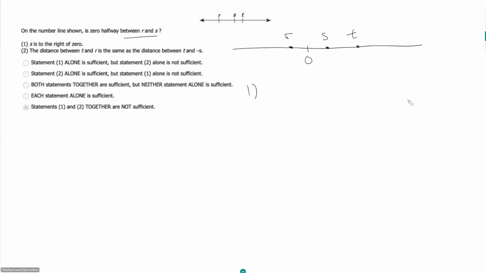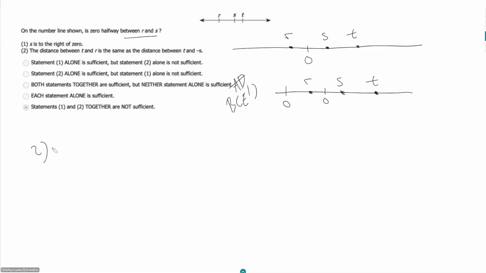Let's look at our statements. S is to the right of 0. Okay, so if that is all we know. The only thing we know from the prompt really is the relative positions of R, S, and T. Now from statement 1, we know S is to the right of 0. So that means 0 could be here, and we'll say that's halfway between R and S, but 0 could also be over here, in which case it's not only not halfway between R and S, it's not even between R and S. So this here is going to be insufficient.